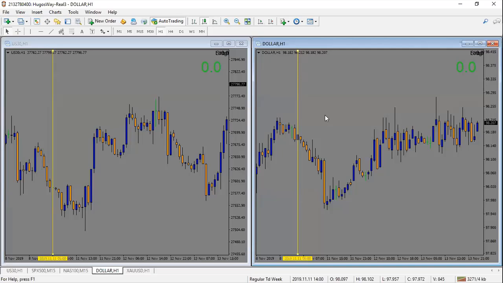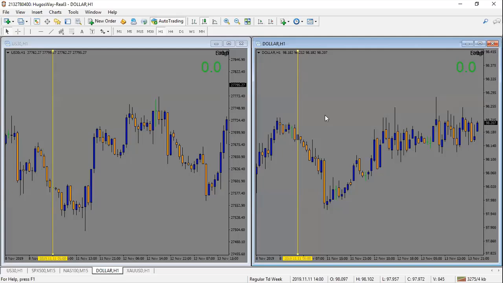I'm sorry, it's the dollar index. US30 moves with the dollar index. So if you chart up the dollar index and you see a buy coming, what can you expect with US30? A buy, right? So start charting up the dollar index.